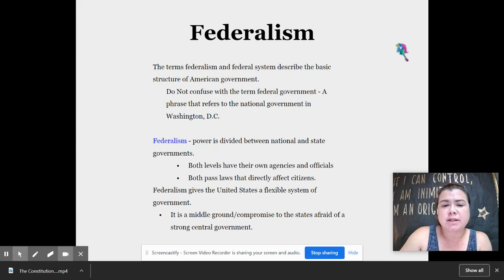Federalism. Now, federalism is a tricky term and idea that a lot of students have difficulty with, and we will focus a lot on it. But federalism ultimately is the power divided between the national and state governments, meaning that both the national and state governments can create laws, right? They can enforce those laws. And sometimes they share powers to make laws.